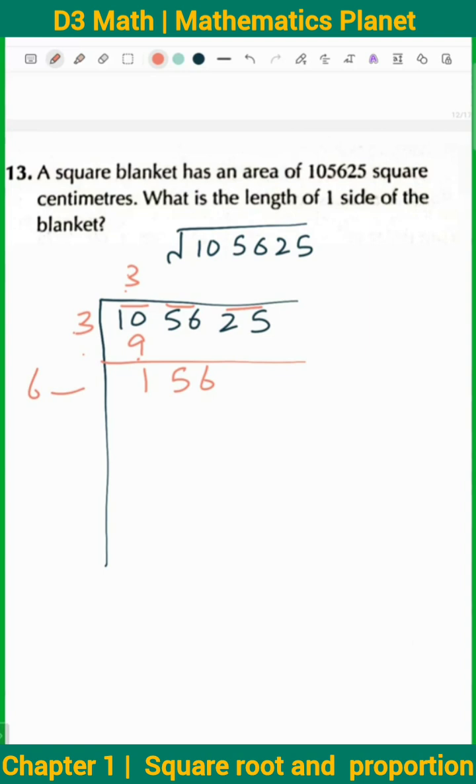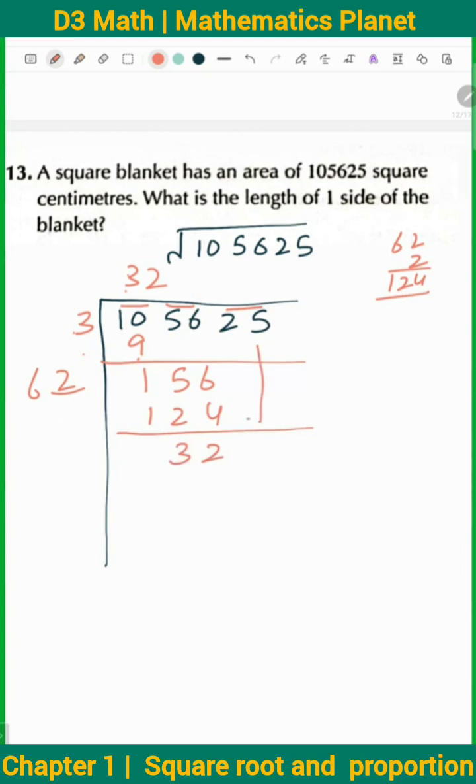62. What will you get? 124. 62, what will you get? 124.